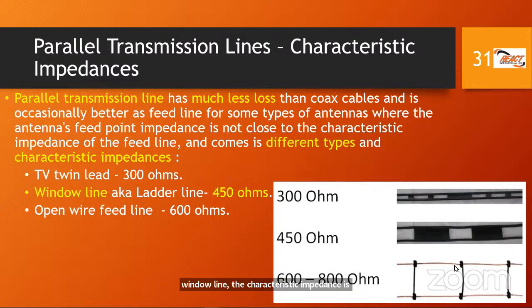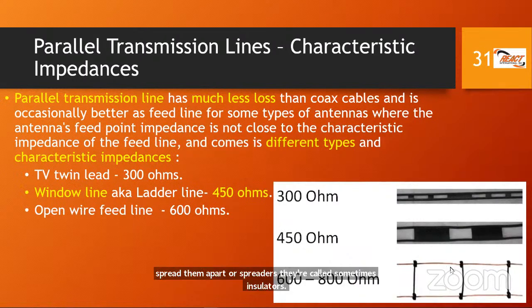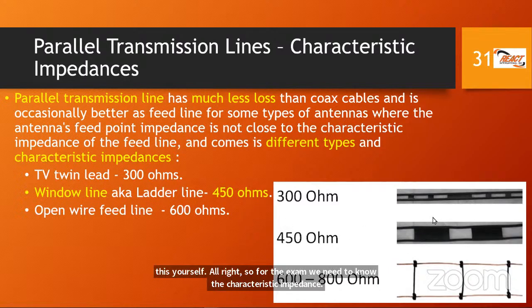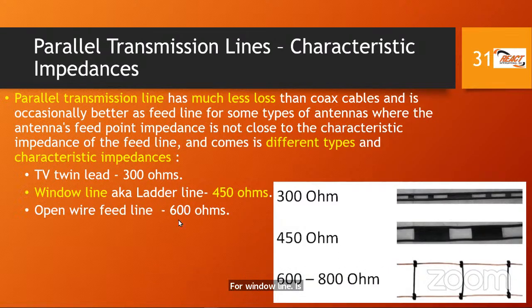And this open wire type feed line, right? So it's basically wires, and you just use some insulators and spread them apart, or spreaders they're called sometimes, insulators. It can vary between 600 and 800 ohm. You can actually construct this yourself. Right, so for the exam, we need to know the characteristic impedance for window line is 450 ohms. Exam question.